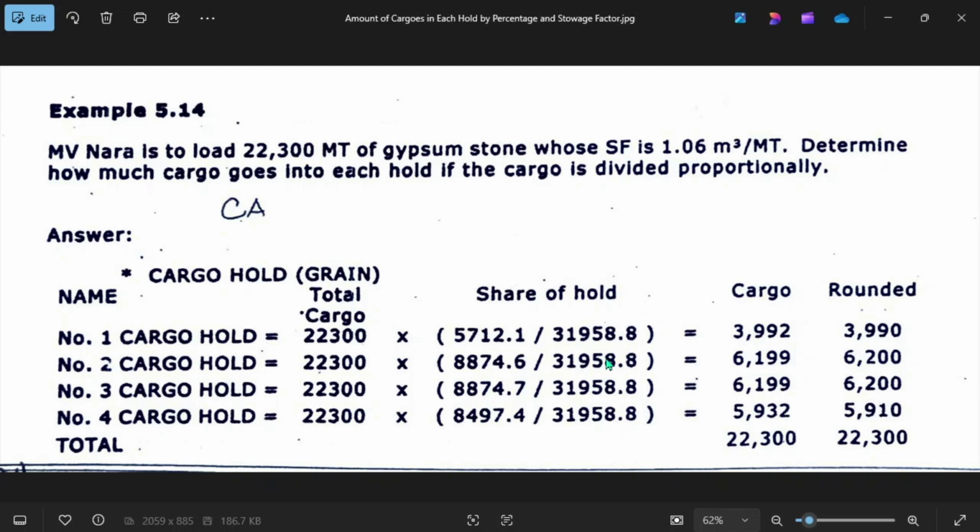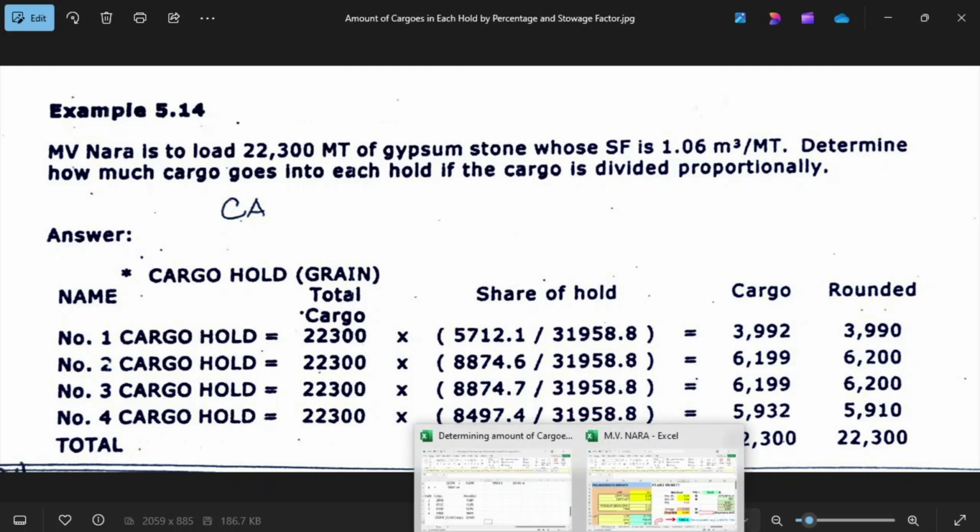Once you get the percentage, multiply this percentage by the total cargo to load, then you will get this value of cargo to load when it rolls. I have already done this in an Excel, so I will show you guys how it is done.